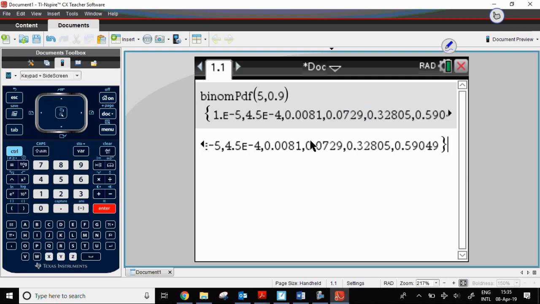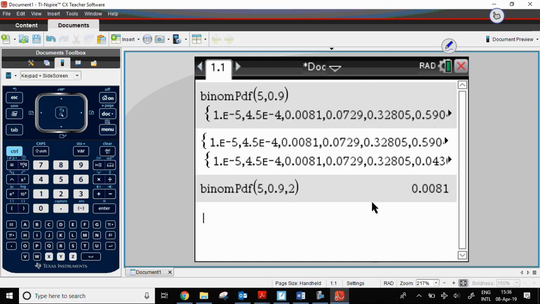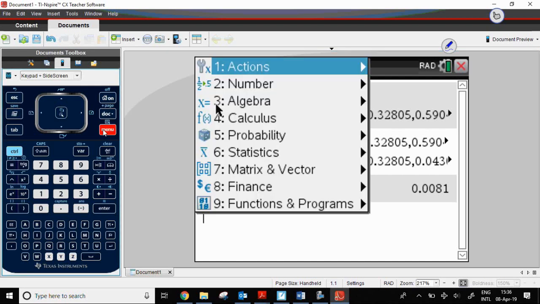And what that list of numbers is telling me is, in order, the probability of getting 0 successes, 1 success, 2 successes, that number should look familiar, 3, 4, and finally 5 successes. So it'll just output a list of the probability of any number of successes you could possibly have wanted. If I went back and I put in a specific value, then it'll only give me the probability of that number of successes.